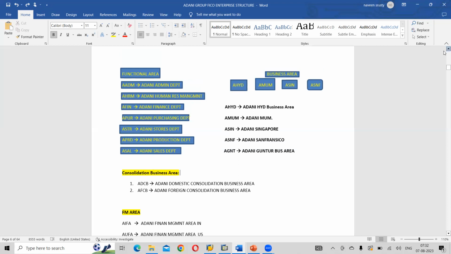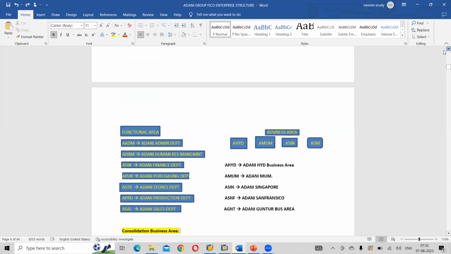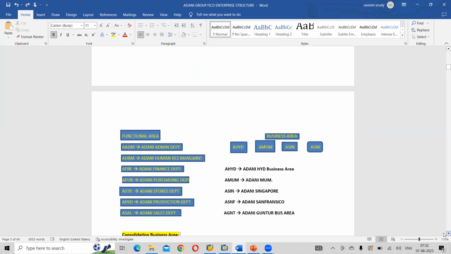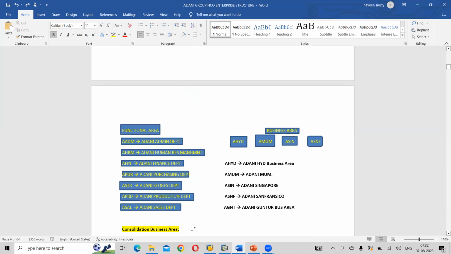Next one, we have functional areas. What are the functional areas? Nothing but your department. I've taken a few examples. What are the departments normally any organization will have? That is AADM, Adani Admin Department.